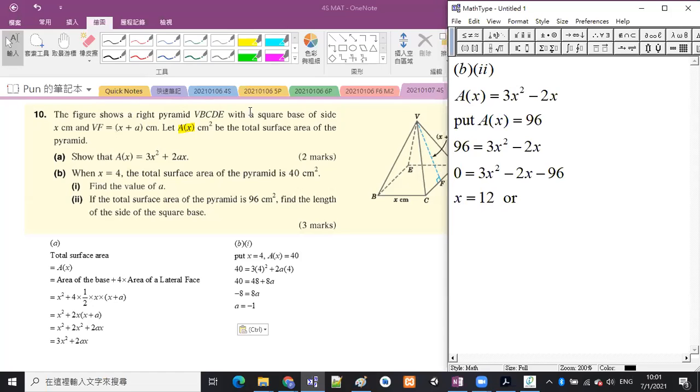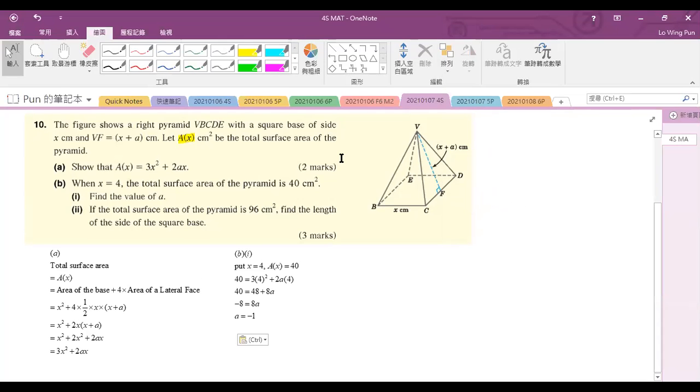What is the answer? Please wait, because I don't have the calculator now, so I need to. Oh yes, sorry. Should be 6.